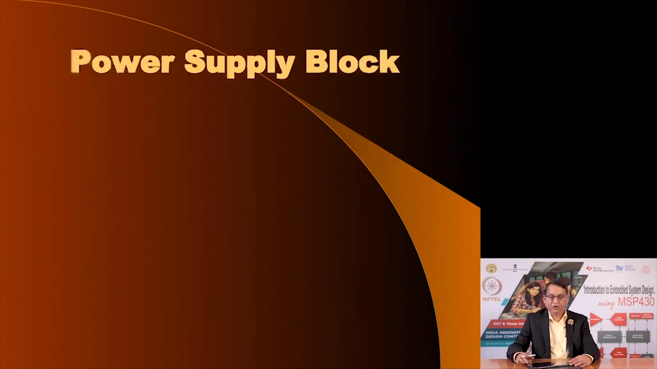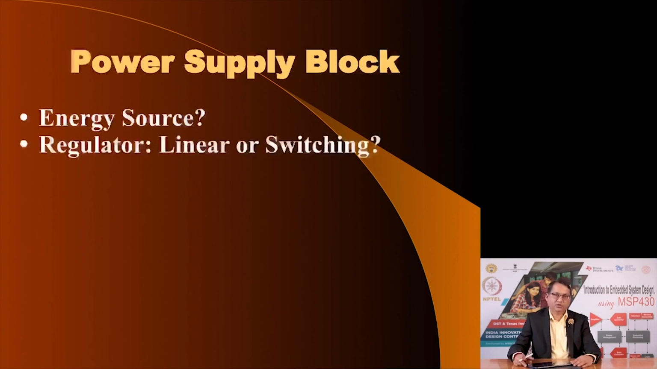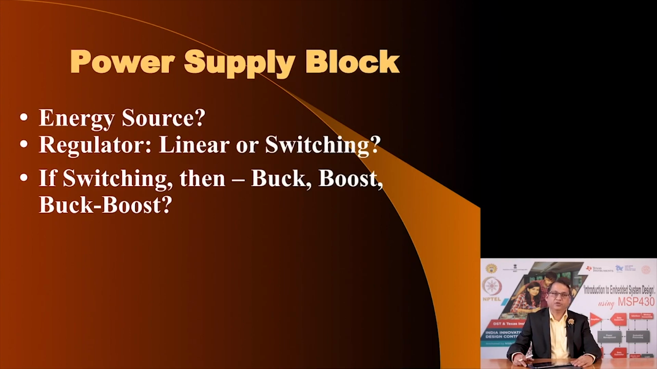Then you have the power supply block. For the power supply, the first important thing to consider is what is the actual source of energy. Are you getting it through the wall outlet, 220 volts or 110 volts as the case may be? The energy from the source may be sporadic, it may not be stable, and so you have to consider a regulator. Regulators are of two types, linear or switching regulators. Then if you are going to use a switching regulator, what type of regulator? There are three broad types called buck, boost and buck-boost.